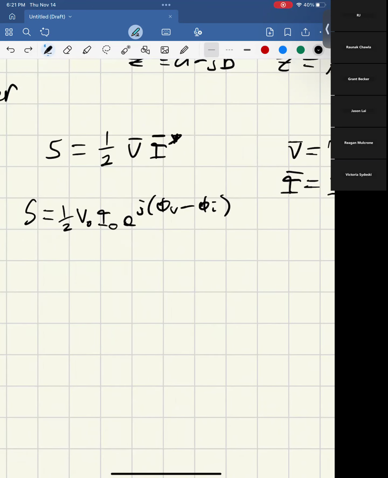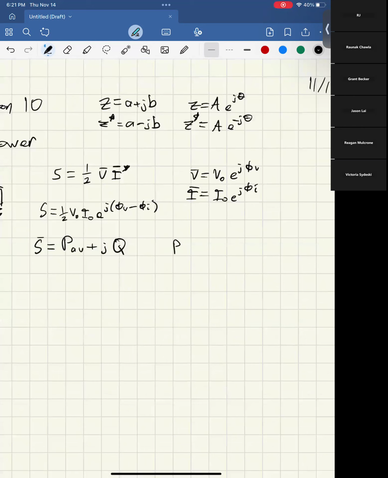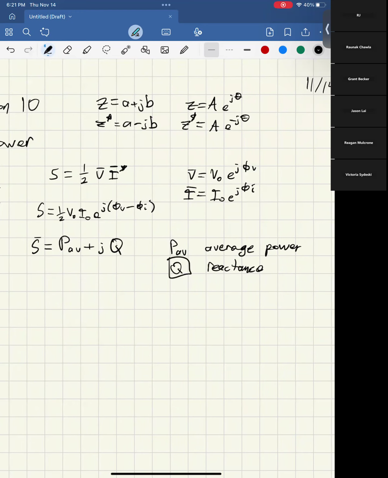So moving on. How you are probably used to seeing this by now is that we can also write this as P average plus jQ, where P average is the average power and Q is called the reactance. So P average is your real power, what's actually being turned into heat in your circuit, and Q represents the energy that's being stored.